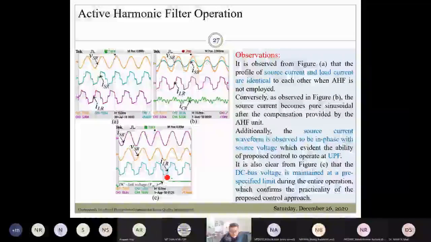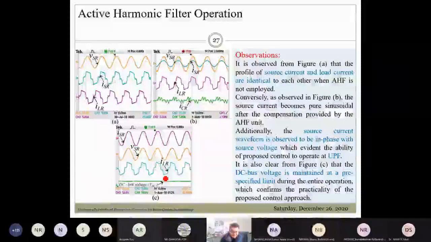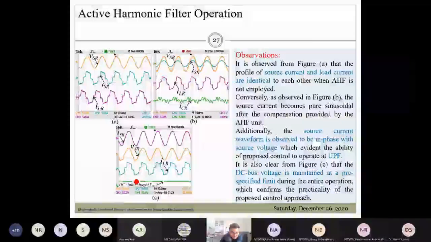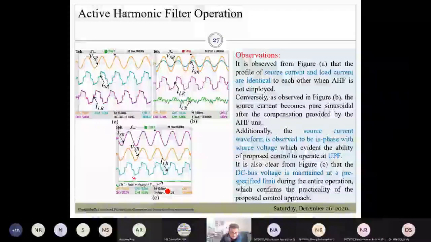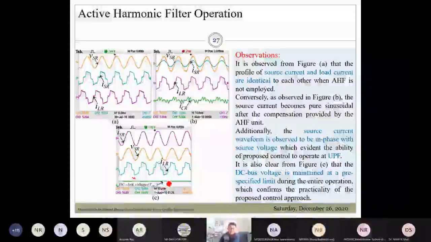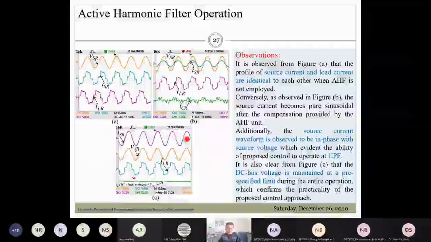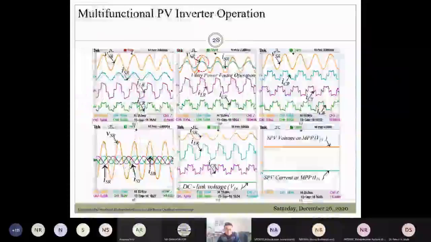Furthermore, a careful examination of plot C confirms that the voltage across the DC link capacitor, that's the 4th channel, is maintained well within the acceptable threshold during the entire operation, which proves the potential merits of this active current control.